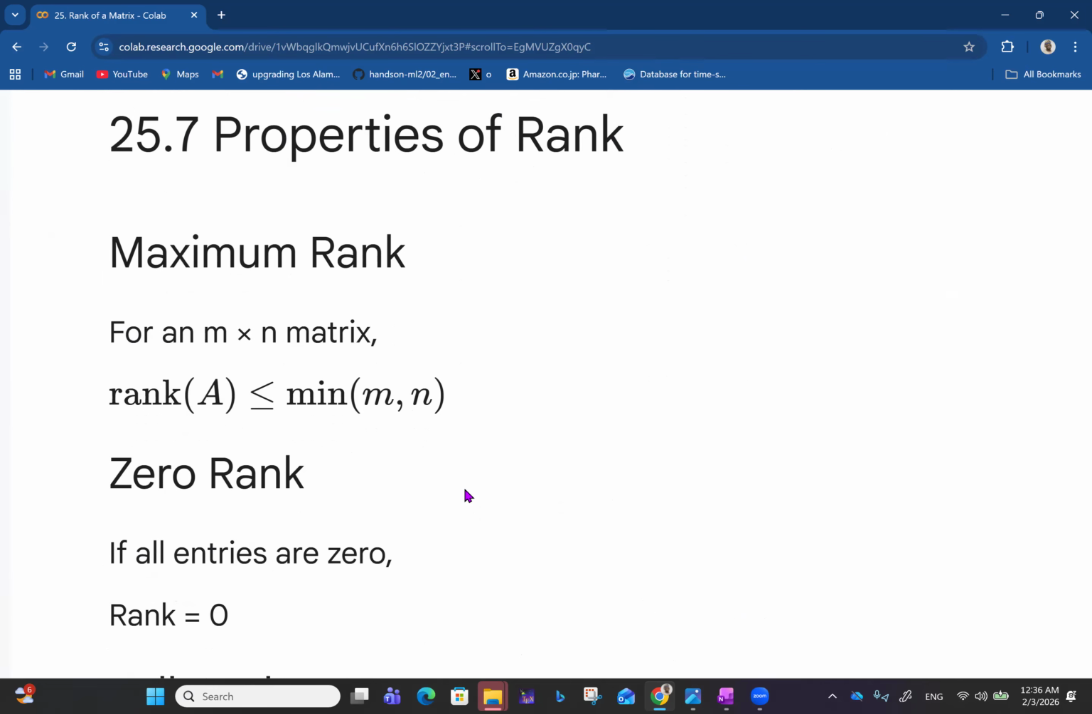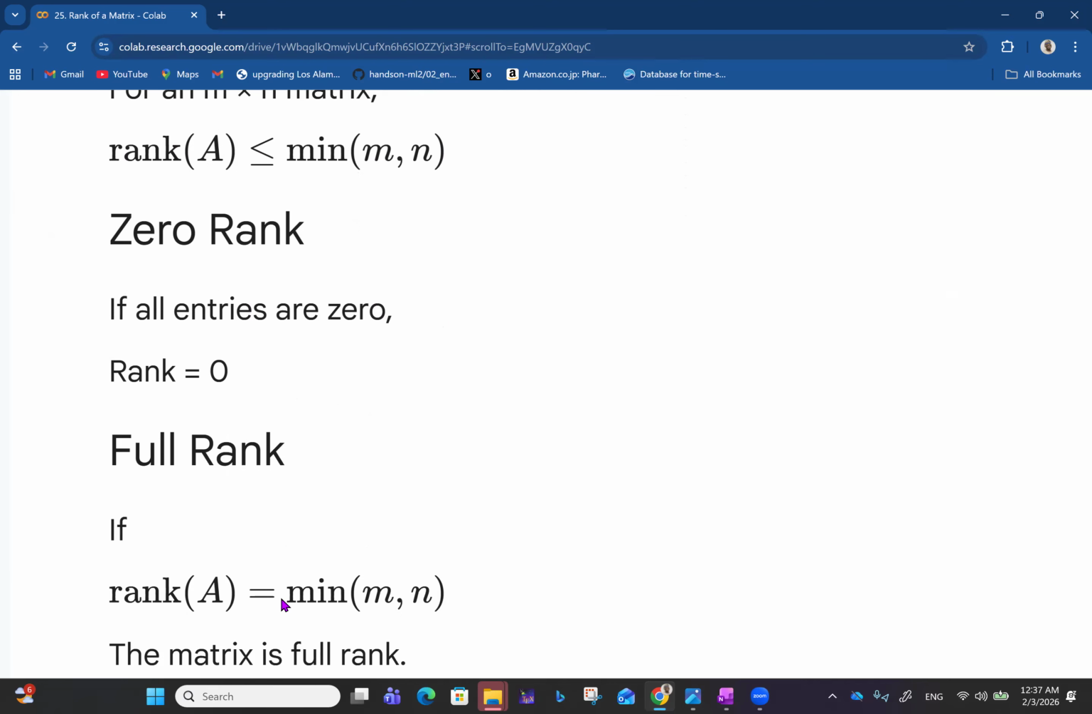So let's talk about properties of rank. There's the idea of maximum rank. For an m by n matrix, the rank of A is less than or equal to the minimum between the number of rows and the number of columns, depending on whatever you're considering. Then for zero rank, if all entries are zero, then the rank is zero, because rank is the number of non-zero rows after you have made the matrix into row echelon form or reduced row echelon form, either one will give you the answer.